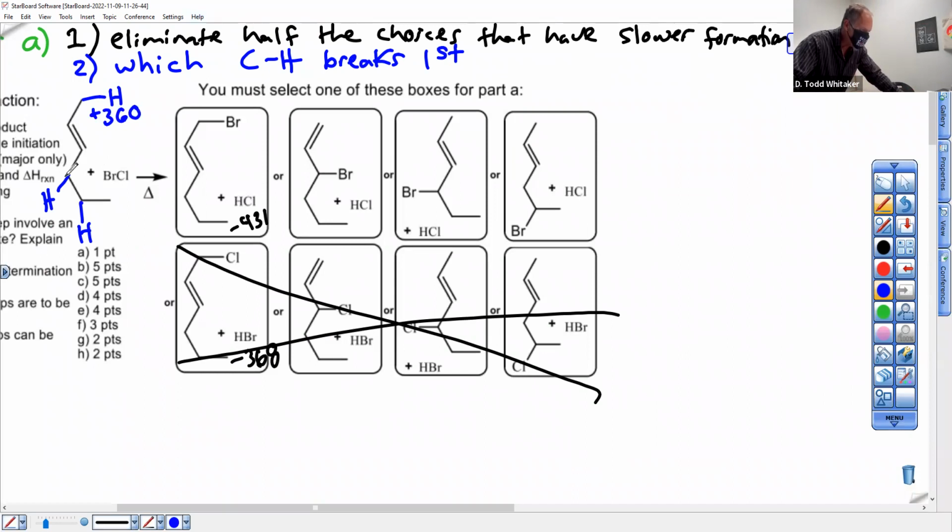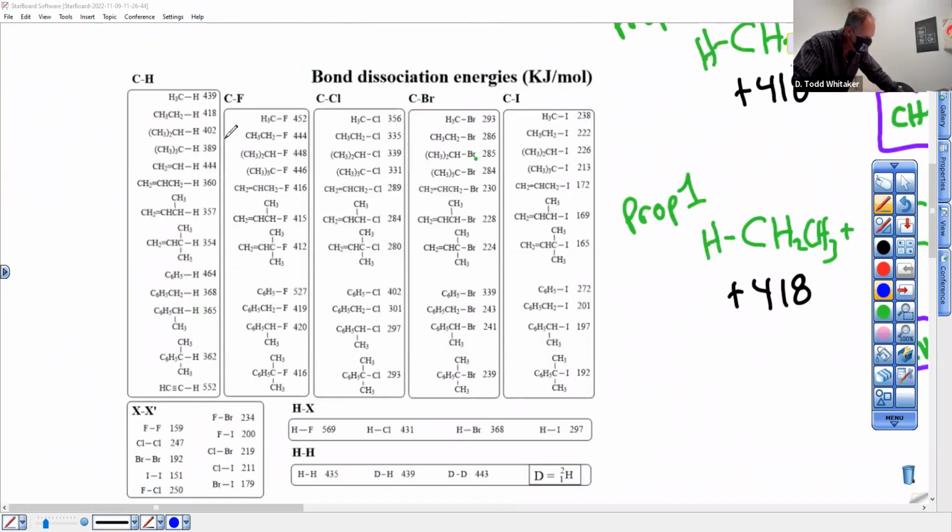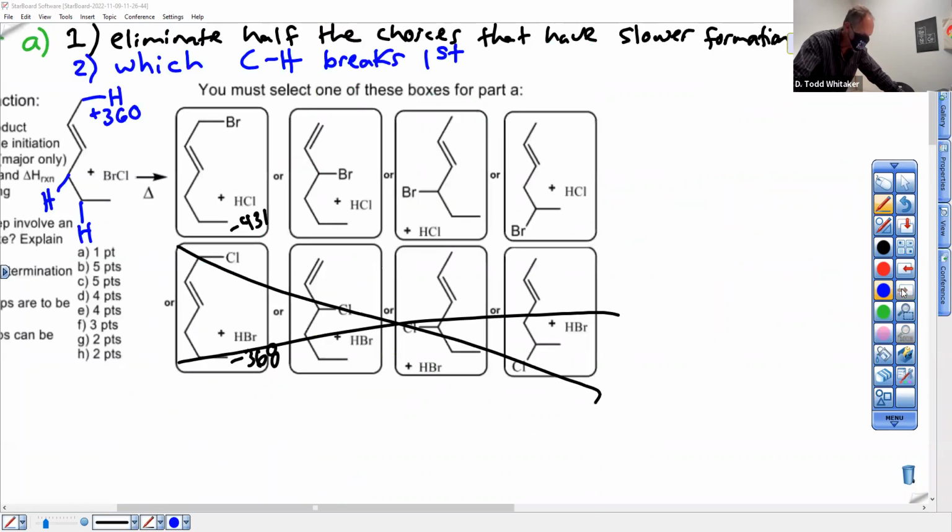Secondary allylic here. Right below 360. 357. Which of those two breaks first? The less endothermic bond is, sorry, it's not exo. Yeah, what is this, plus 3? Yeah, which one is easier to get to? You have to put in energy to break both of them. Which one requires less energy because it's going to happen first?